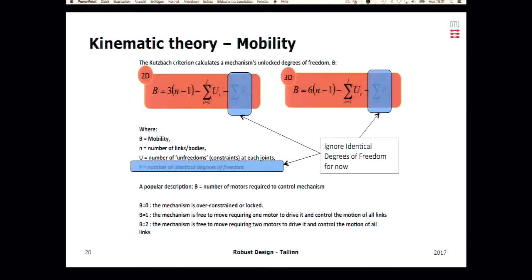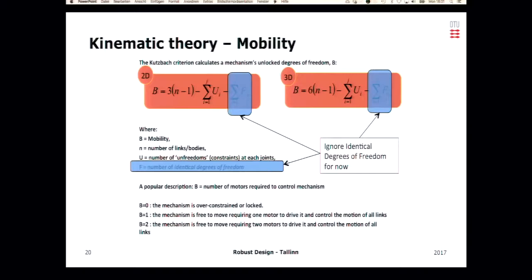Now, in many of your cases, you'll be doing static constructions. Therefore, the B should be 0. It requires no motors, and then it's correctly constrained. I've never seen a construction that is correctly constrained, to be honest, in civil engineering. Nearly everything seems to be over-constrained.